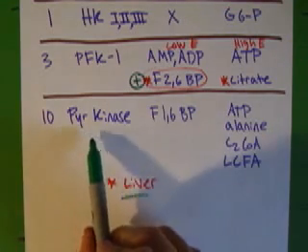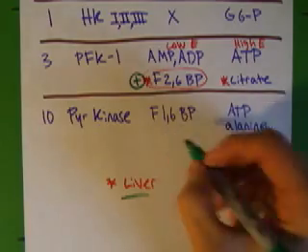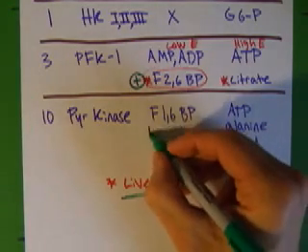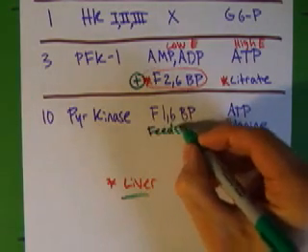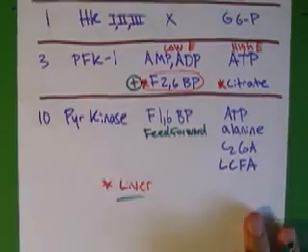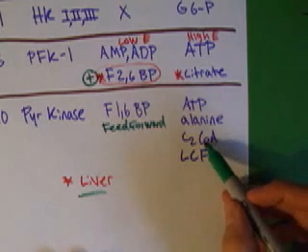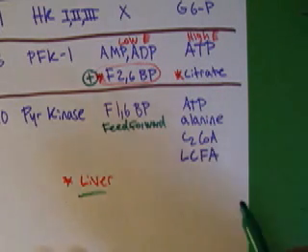Step 10, pyruvate kinase, is stimulated by the presence of fructose 1,6-bisphosphate, like I mentioned before. That's just something to memorize. That's the feed-forward stimulation. And it's inhibited by high energy, alanine, acetyl-CoA, and long-chain fatty acids.